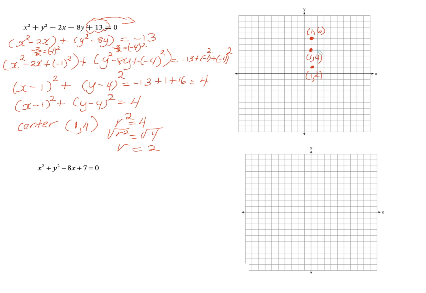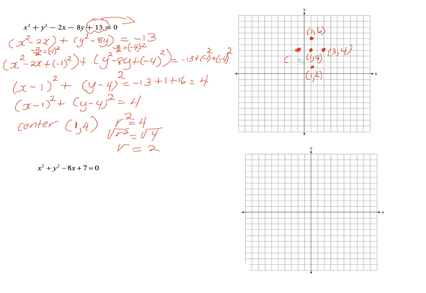Let's go this way. 1, 2. Over here. So notice your y stays, but your x changes. So if you add 2 to 1, that would be a 3. Then let's go this way. 1, 2. Right here.